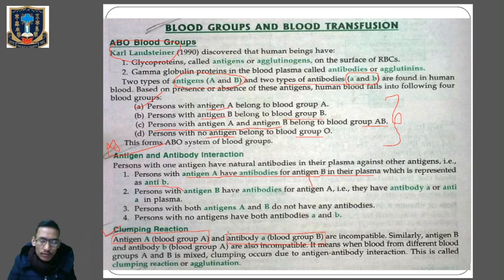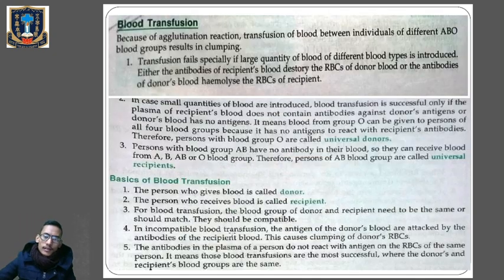And in that case, due to clumping reactions or agglutination of the blood, the recipient may die or may suffer serious consequences. So that's why during blood transfusion the blood matching needs to be done. Clear? Okay, so now we will talk about blood transfusions.